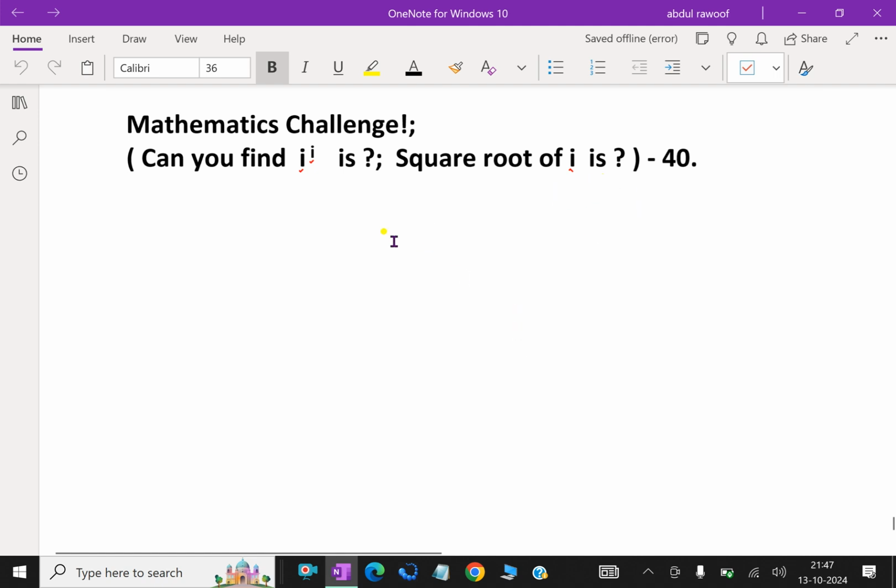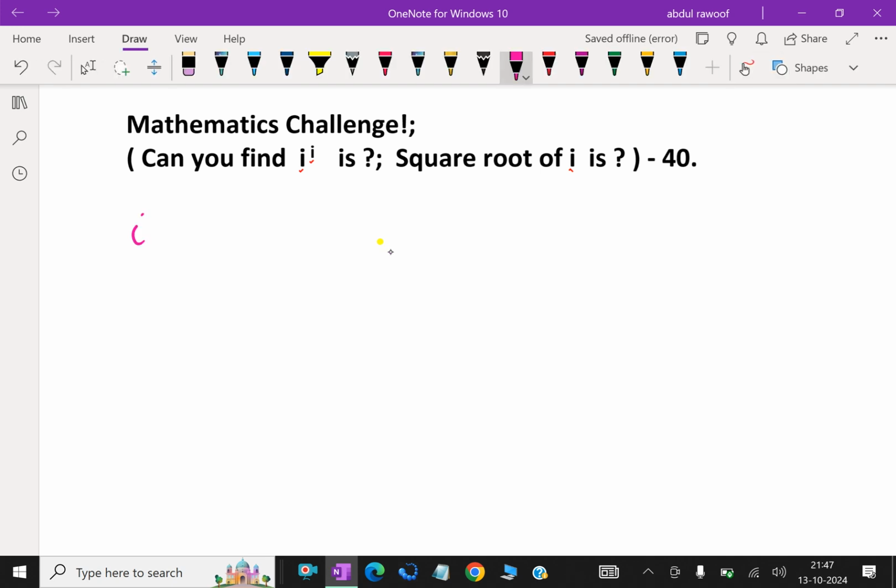In this mathematics challenge, can you find what i power i is and what the square root of i is, where i is a complex number? First, let us start with i power i. What is i power i?